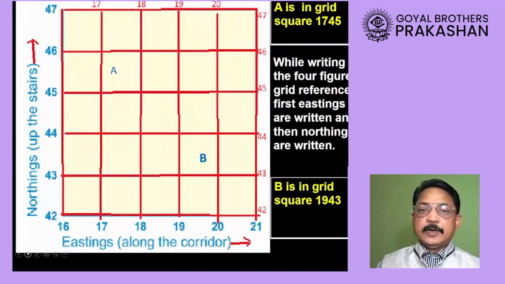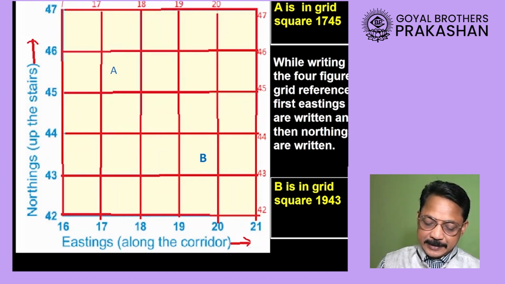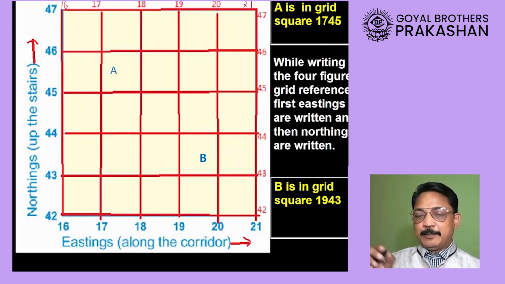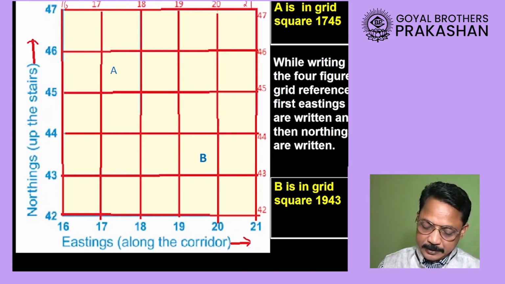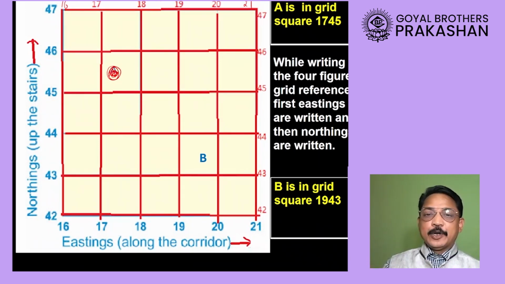Now, please understand one very important thing. What is the purpose of showing eastings and northings? Dear students, we have already seen that latitudes and longitudes are drawn in order to locate places. Similarly, on a topo sheet, these eastings and northings are written in order to locate a particular section. For example, now here we have written A. If somebody asks us, what is the location of A?